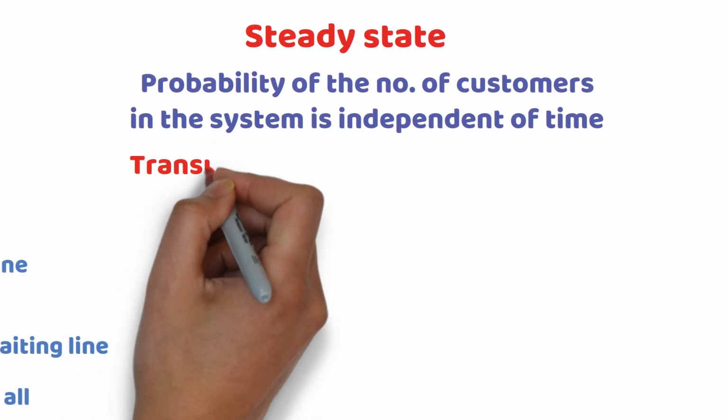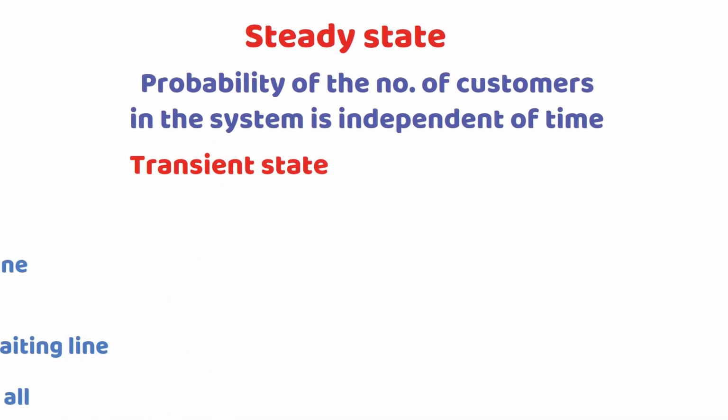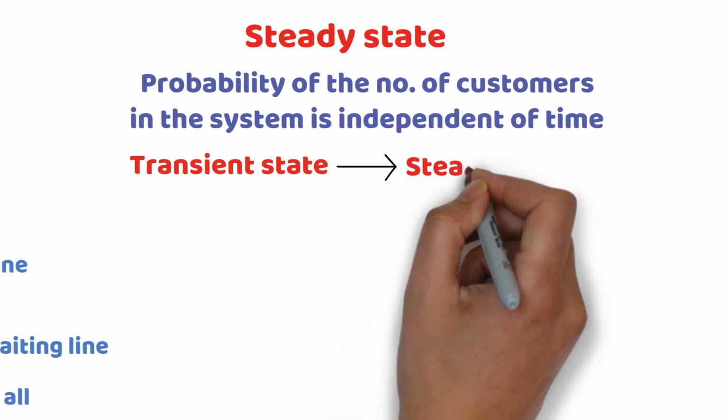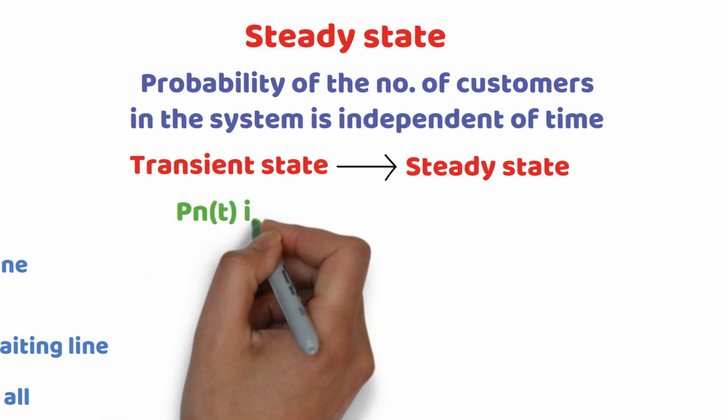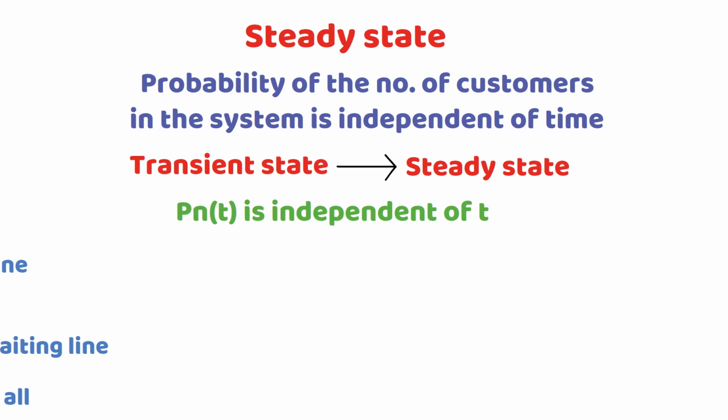The transient state comes first. After the queuing system becomes operative for some time, the probability of the number of customers may become independent of time, and at this point, it is known as steady state. That means the probability Pn,t may become independent of t.